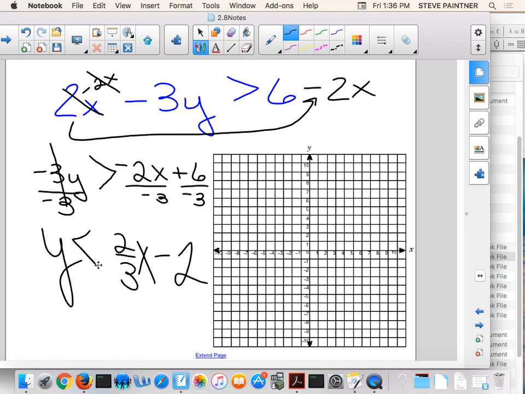All right. Let's graph. Ready? Where do I start? Negative 2 right here. Okay. Where do I go? Up 2 over 3. Up 2 right 3. Up 2 right 3. Keep going. Okay. Solid. Broken. What do you think? Broken. This one's broken.